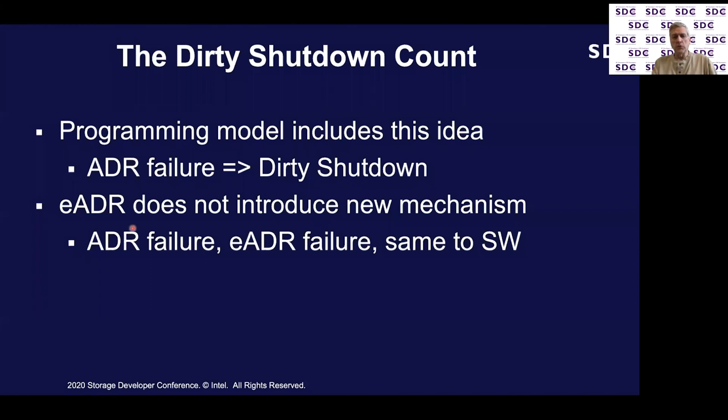So when we decided to introduce EADR, we wanted to make sure that applications didn't have to have yet another check. Let's not have an application check for every kind of little mechanism that gets invented over the years. That would start to get really tedious and require application modifications each time. So EADR uses the very same mechanism, and software just looks at the dirty shutdown count. If the dirty shutdown count says that you've had a failure, it could be an ADR failure, it could be an EADR failure, but it's the same as far as software is concerned.